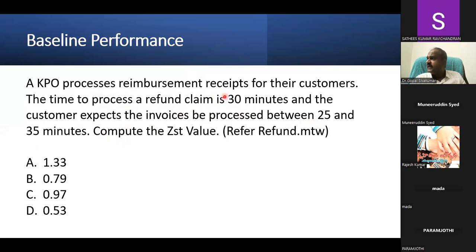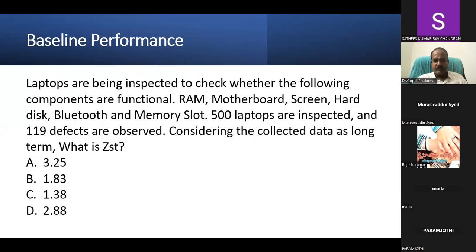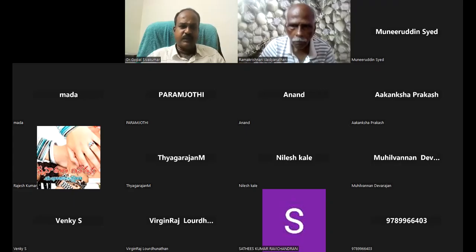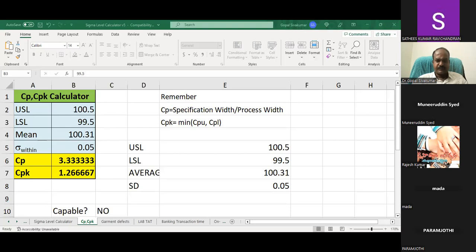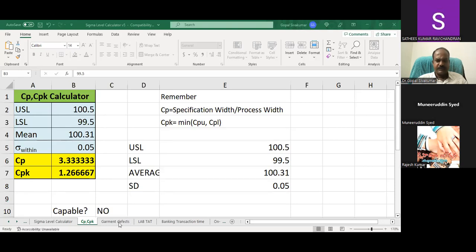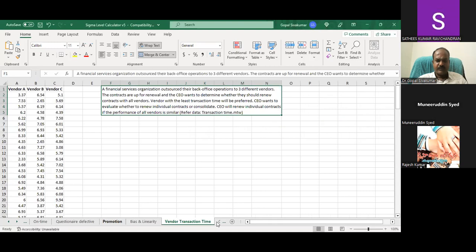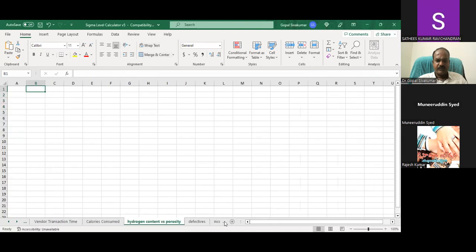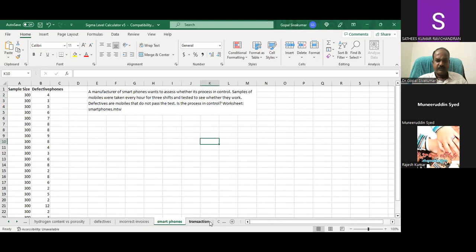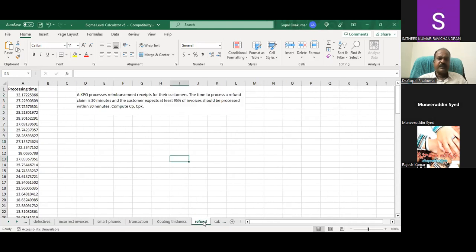Now the same thing, right? The USL and LSL are available, but data is given. You can see that data also in our Excel file. Such questions will come with the data, or otherwise you can find the data here. Where is the refund data? You can just go here. Can you see refund here?